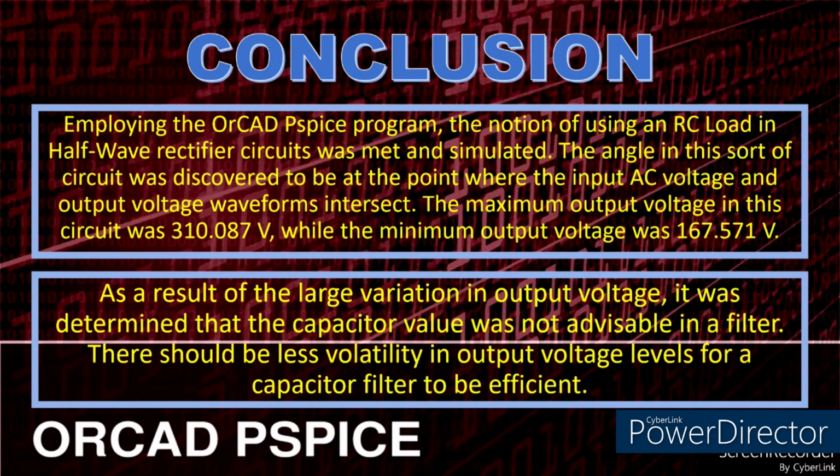And lastly, as a result of the large variation in output voltage, it was determined through the experiment that the capacitor value was not advisable in a filter. There should be less volatility or changes in output voltage levels for a capacitor filter to be efficient. So that's our experiment number 5.